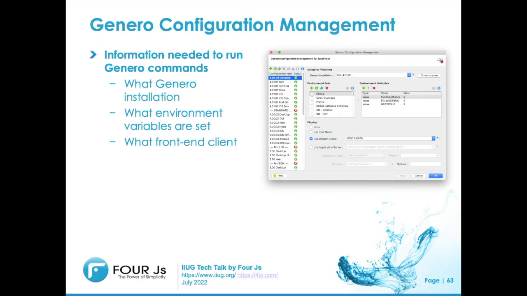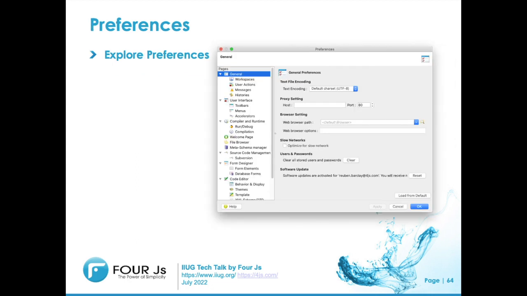The Genero configuration management window contains the information needed to run Genero commands: what Genero installation is installed, what environment variables are set, and then when you come to run your program, what front end is it going to use? So again, this is where you put in your configuration so that when you press the green triangle to execute a command, it determines what is actually going to be executed. Within the preferences, I'd suggest you go in and explore and just look at what you can do there to customize your development environment to suit your preferences.